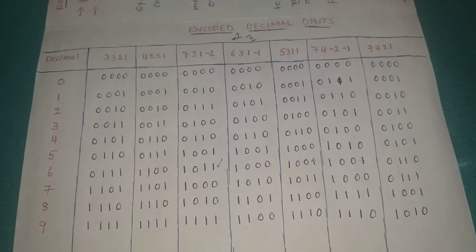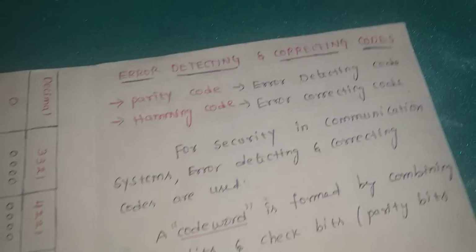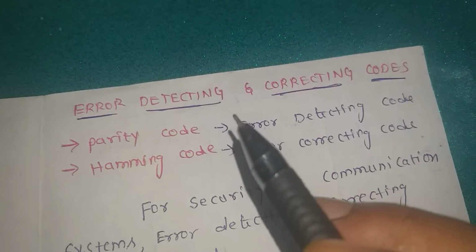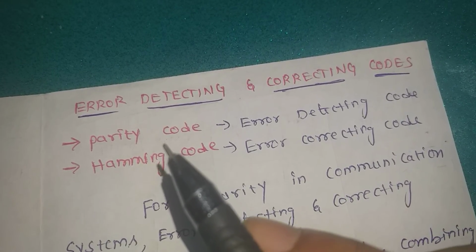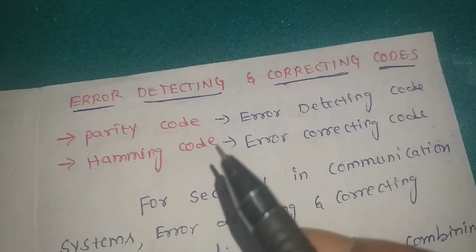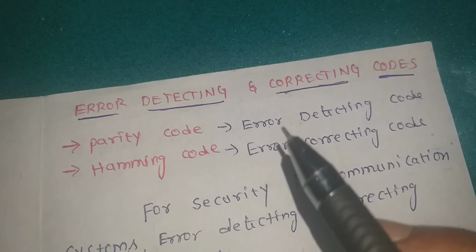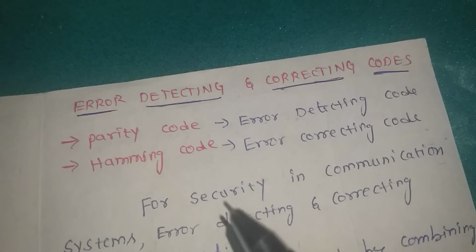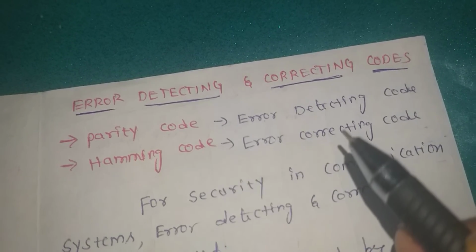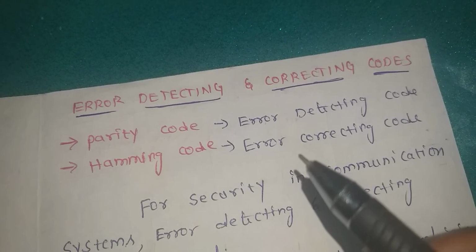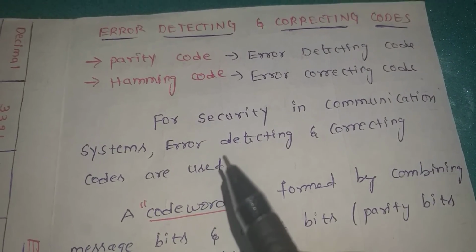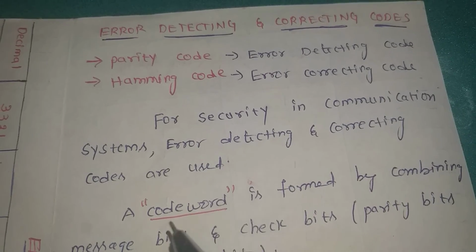Okay, now we will see some introduction regarding the error detecting and correcting codes. In these error detecting and correcting codes, we are going to discuss parity code and Hamming code. In parity code, we have an error detecting code. In Hamming code, we have an error correcting code. But don't forget, Hamming code is not only an error correcting code, it is also an error detecting code. For security in communication systems, error detecting and correcting codes are used.